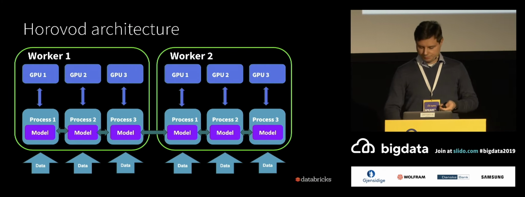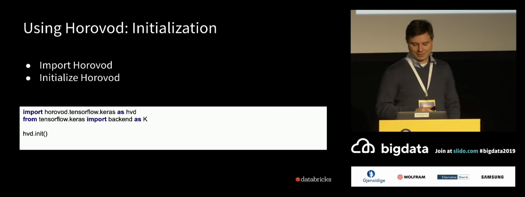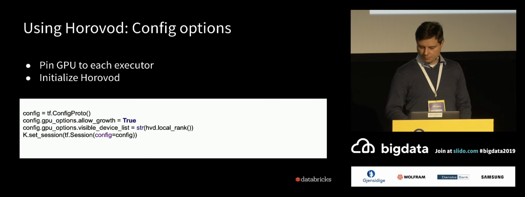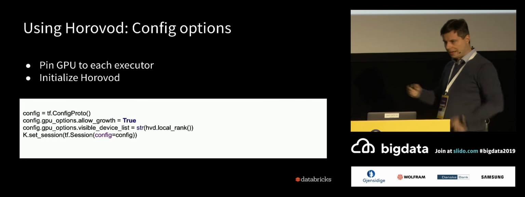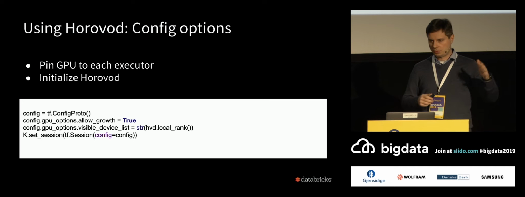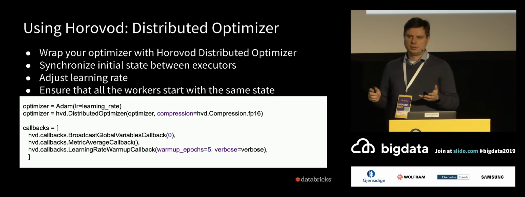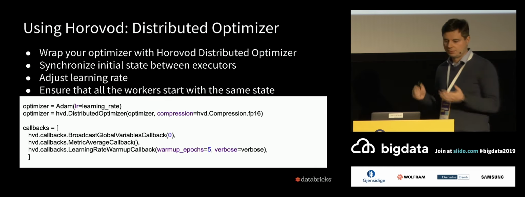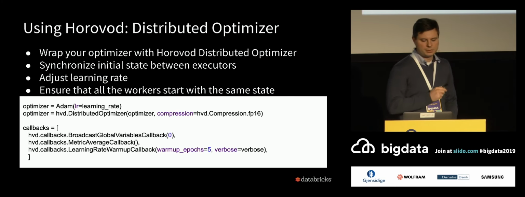So how can you start using Horovod? At first, you have to import it and run hvd.init, the initialization function. Then we have to pin our current process, which is active now, to a GPU, because it will use this GPU for the whole training period. Then we have to wrap our standard optimizer, which can be any compatible TensorFlow optimizer, with the Horovod distributed one. And then we have to add a couple of callbacks.